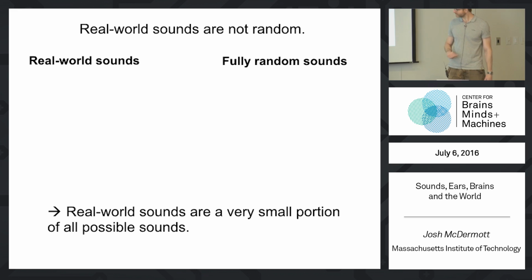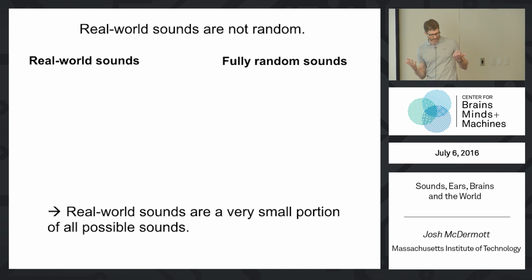By comparison, I'm going to play some sounds that are fully random. So what's a fully random sound? Remember, a sound is just a waveform. At every point in time there's the amplitude of that particular sample, so we can generate a random sound by just generating a sequence of random numbers. At every point in time, I'm just going to pick a random number, say from some Gaussian. And when you do that, you get white noise.